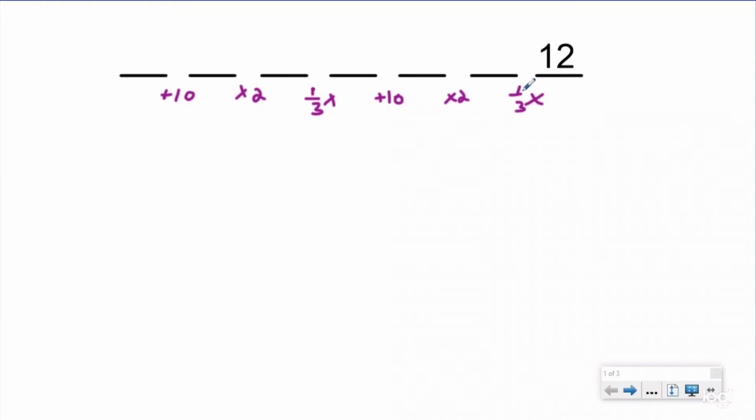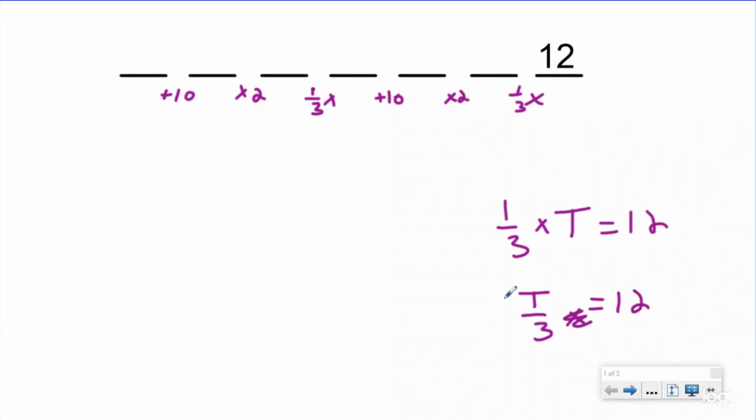And so if we start with our last number and work backwards, 1/3 of what number equals 12? So I'll say 1/3 times a number, I'll use variable t, equals 12. Multiplying by a fraction is the same thing as dividing by the reciprocal, so we really could just do t divided by 3 equals 12. So what number divided by 3 equals 12? I'm going to work backwards: 12 times 3 equals what number? That would be 36.